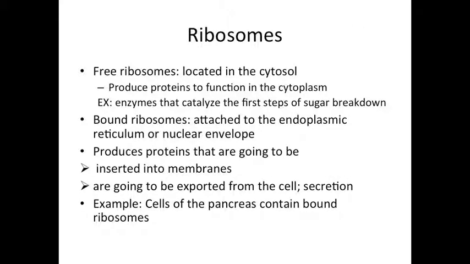There are two types of ribosomes used throughout transcription and translation: free ribosomes and bound ribosomes. Free ribosomes are located in the cytosol, and they produce proteins to function in the cytoplasm. Bound ribosomes are attached to the endoplasmic reticulum or to the nuclear envelope. These ribosomes produce proteins that are going to be either inserted into the membranes or exported from the cell by secretion.